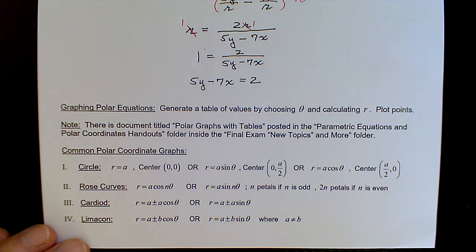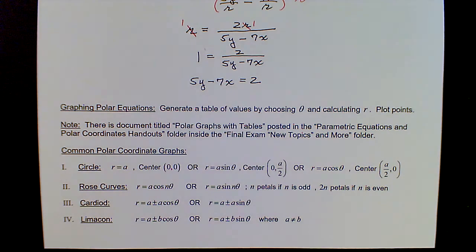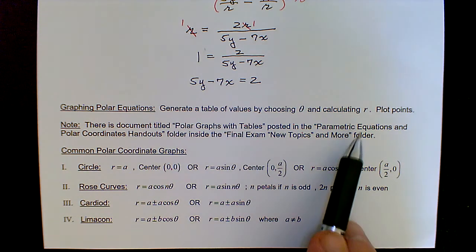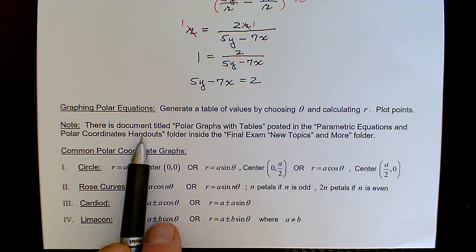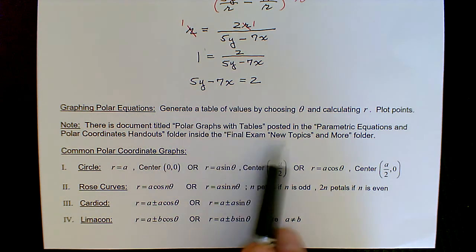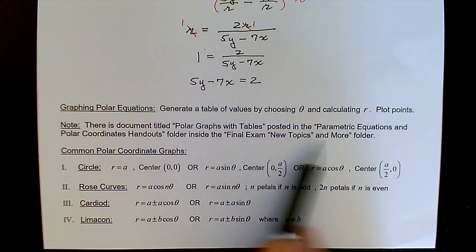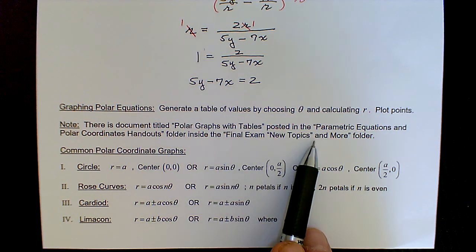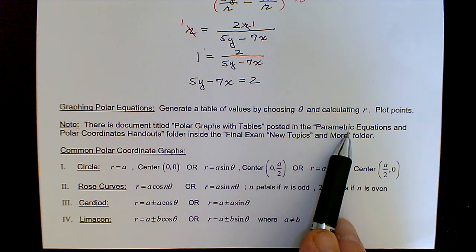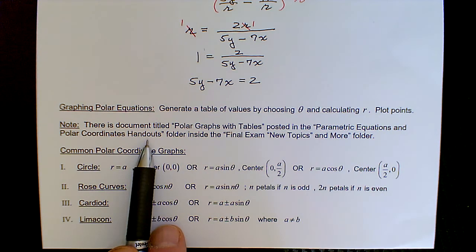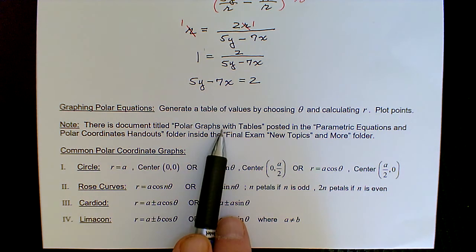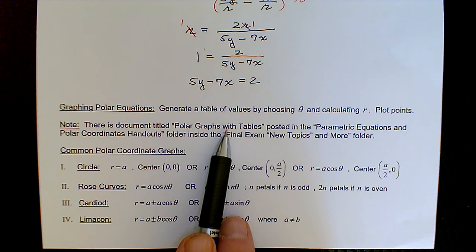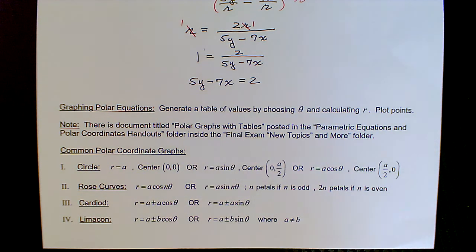Now there's a document to make things easier. I created this document that's in Blackboard, posted in the Parametric Equations and Polar Coordinates handout folder in the Final Exam New Topics and More folder. So this is the main folder to go to for the final exam, where it says Final Exam New Topics and More. There's this subfolder, Parametric Equations and Polar Coordinate Handouts, and within that is the polar graphs with tables. I think the polar paper's in there as well, as mentioned earlier. But in any event, this is what it looks like.